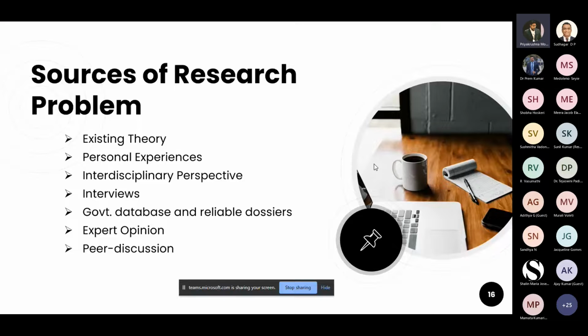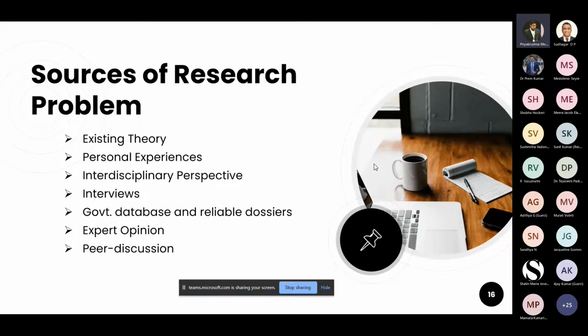Then government databases. Every year, the Ministry of Tourism publishes reports with tourism statistics. Every year, the Indian Statistical Institute also publishes a lot of secondary data. The NSSO data set also. Many people can access those kinds of databases, find very minute problems, and verify the problems with those documents.